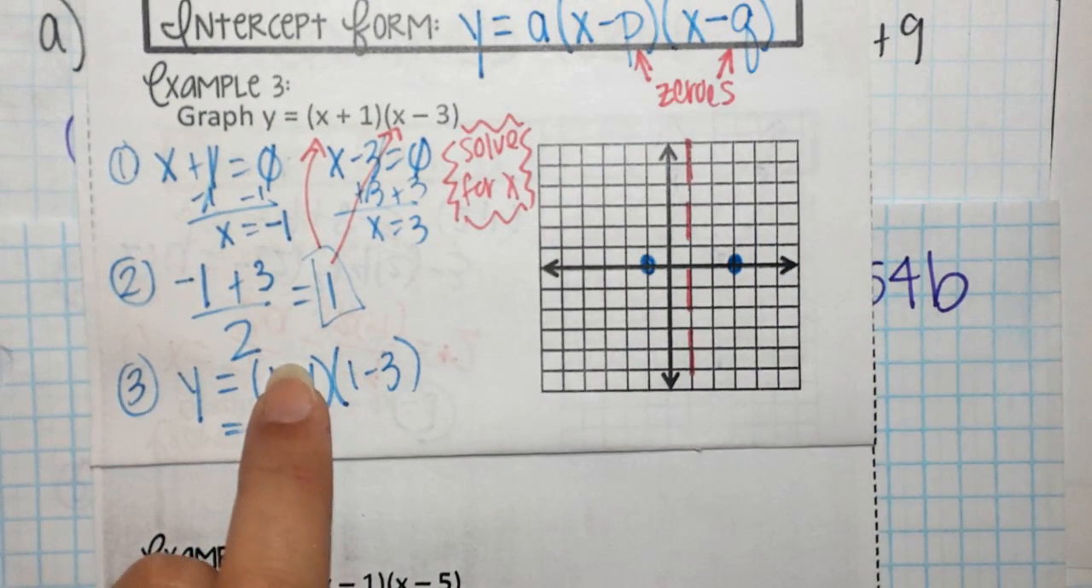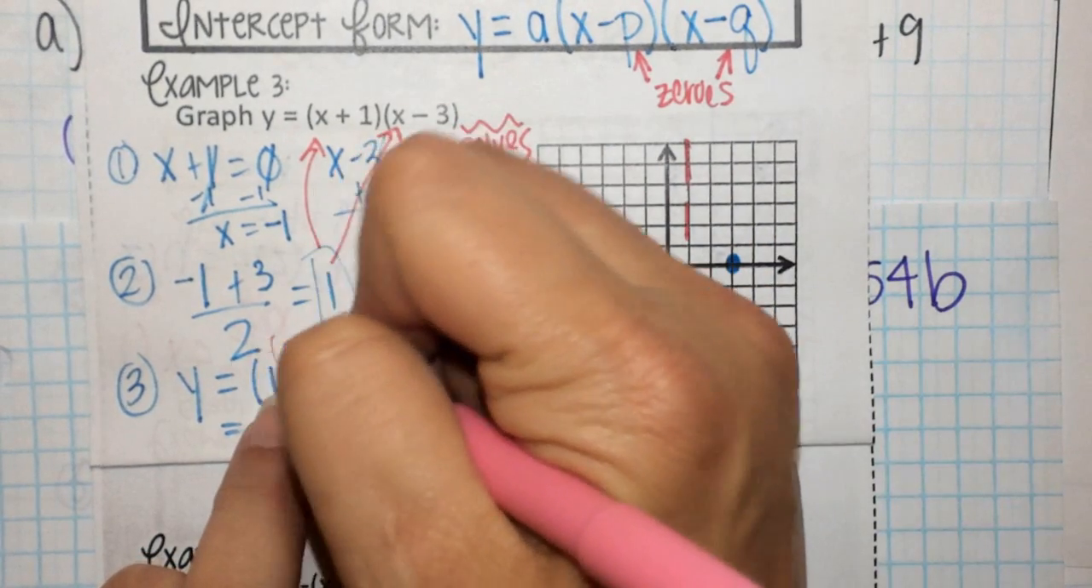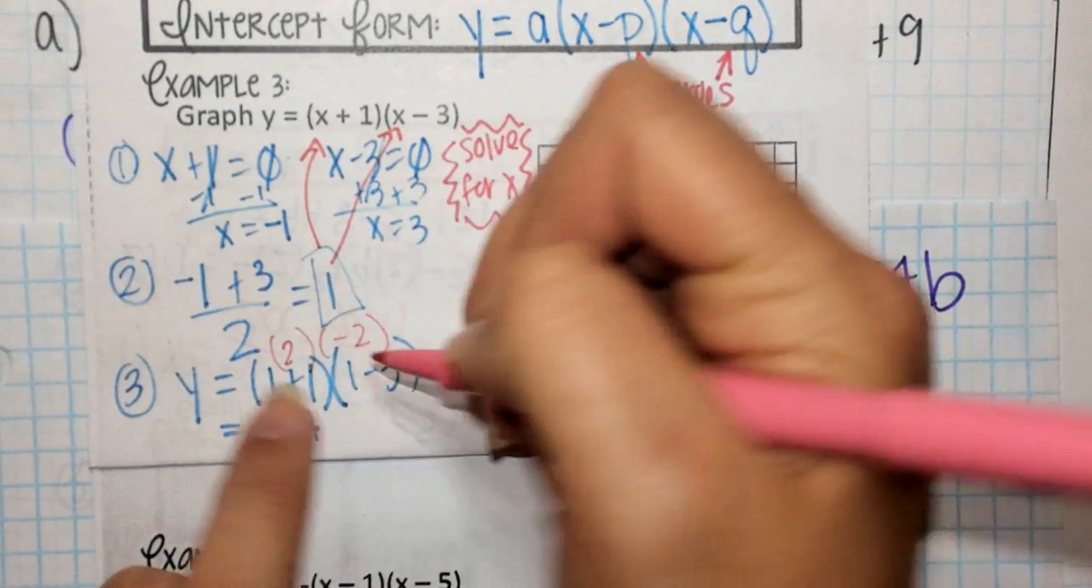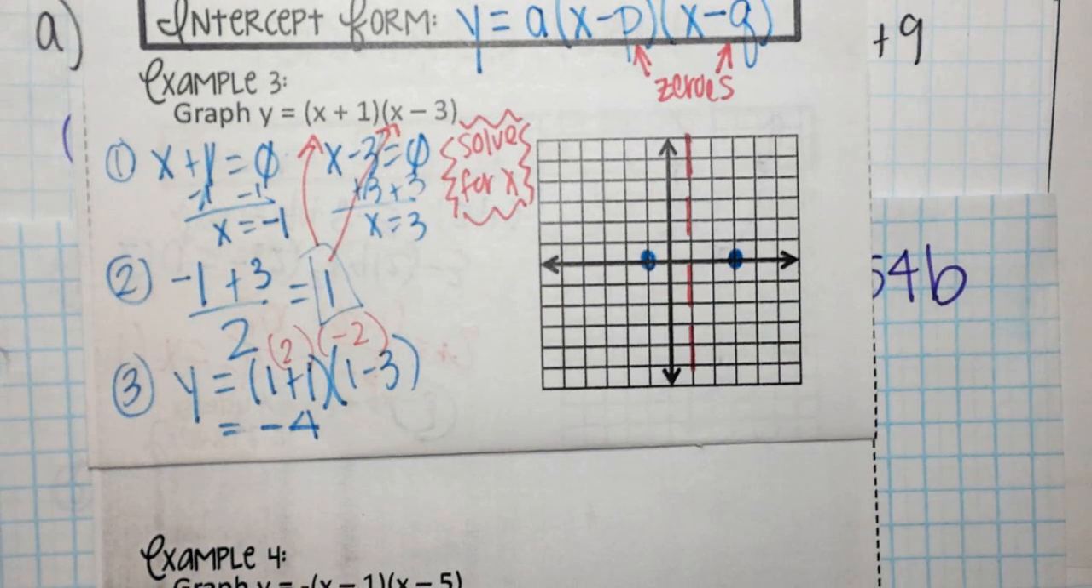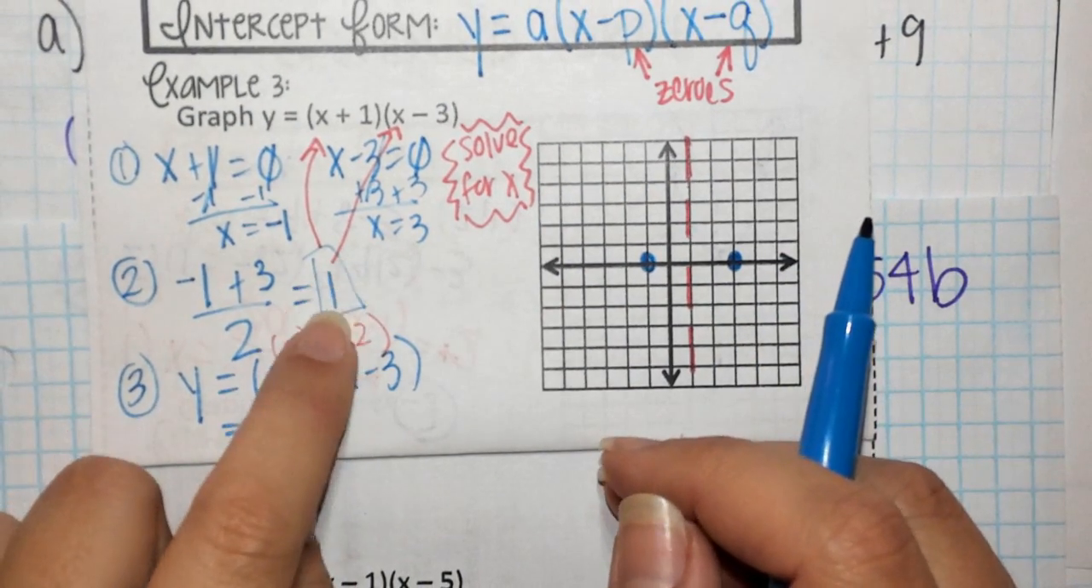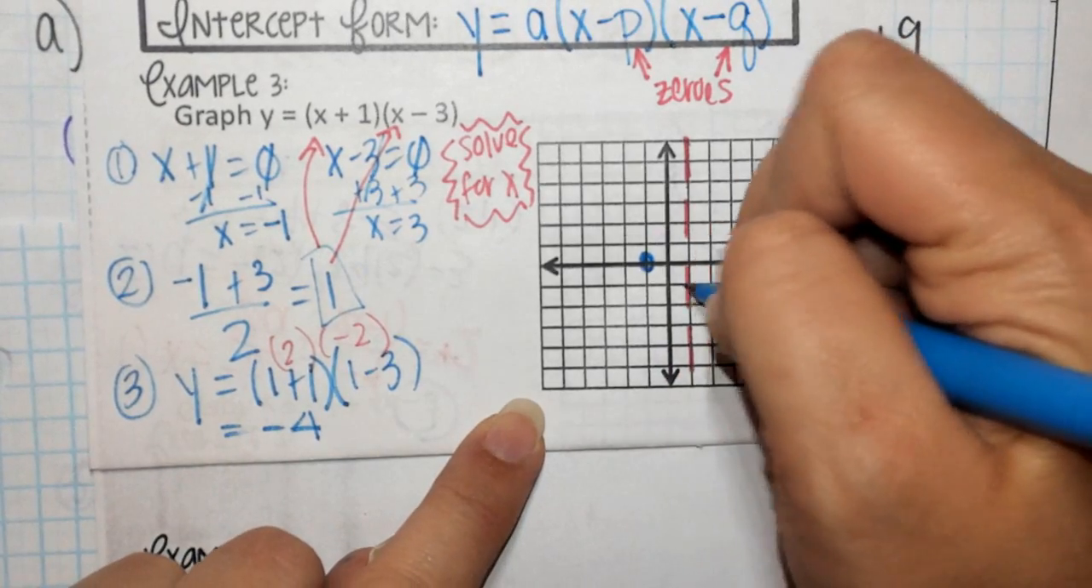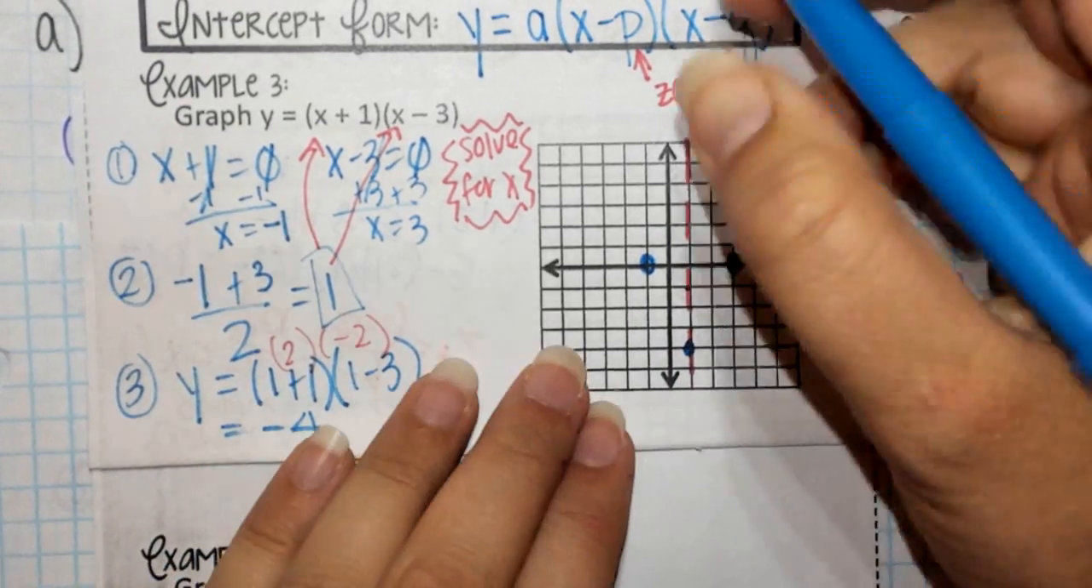1 plus 1 is 2, right? And it's in parentheses. 1 minus 3 is negative 2. Parentheses mean we multiply. All right, so now to plot this, we go right 1, down 1, 2, 3, 4. And then connect them.